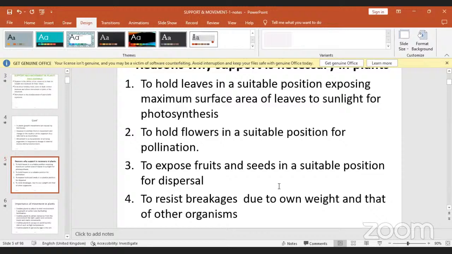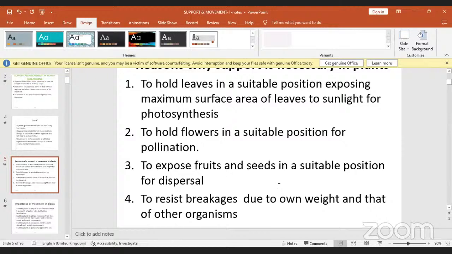So I am saying that we have various agents of pollination. Of course, we have insects and we have wind. But for these agents to work effectively, the flowers have to be supported. For example, insect pollinated flowers have brightly colored petals, so they have to be properly supported and exposed to an environment where they can attract these insects. And they should be in a way that these insects will get into the flowers and carry out pollination.